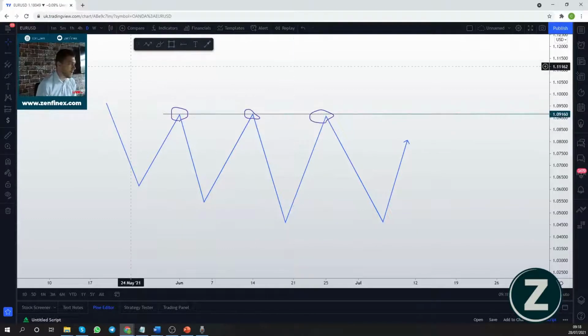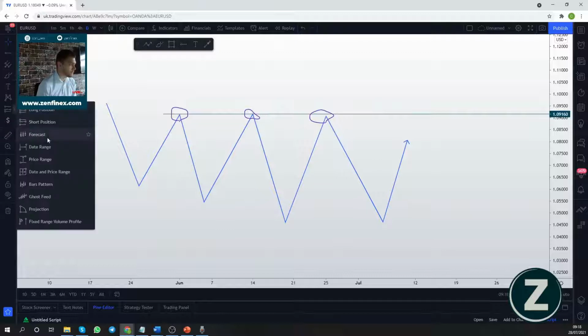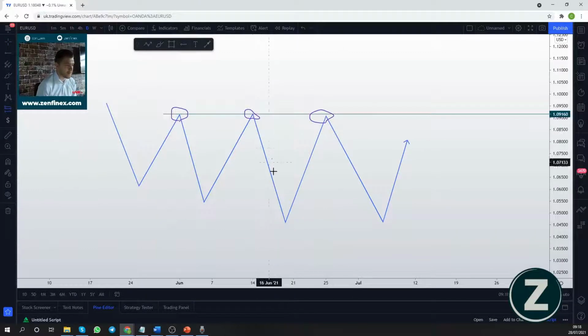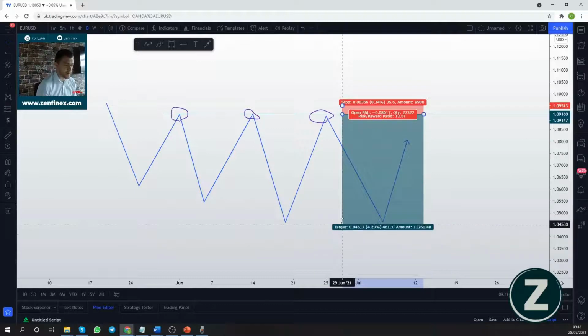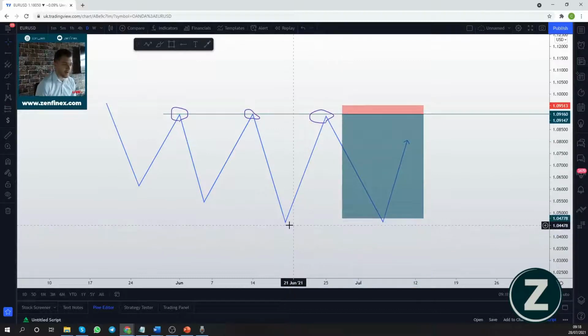So we can identify this as our resistance line and these as our resistance points where we can look to sell the market. Now what traders might do is, when the market was running down and coming back up into this resistance level here, they might try and sell from this line with a stop loss just above and a take profit down at the lows.